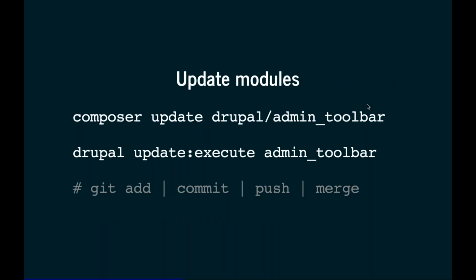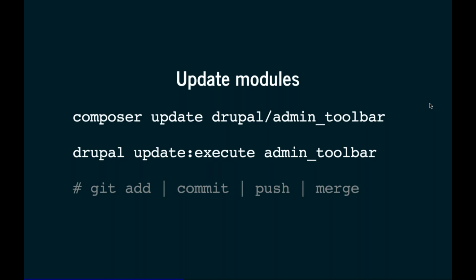Okay, how about updating modules? Let's say there's a new version of a module that I'm using, in this case admin toolbar. In order to get the latest version of the module, I will run the composer update command. Update is the command, and drupal/admin_toolbar is the package name that I want to update, or the module in this particular case, because we're talking about Drupal. After updating the module, there may be a hook update pending to run, so I can run the drupal update:execute command and say admin_toolbar is the module that I want to run. So composer update and the package name to get the module, and drupal update:execute and the module name in order to run those updates.